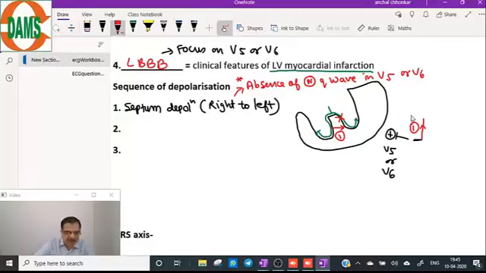Why right to left? Because the left bundle is blocked. What we are doing is left bundle branch block. So how will the septum depolarize itself? The septum will depolarize itself from the right bundle, so it will be a right to left depolarization. So this is the initial change in left bundle branch block. And do not ignore absence of Q waves. There will be no Q waves in V5 and V6.